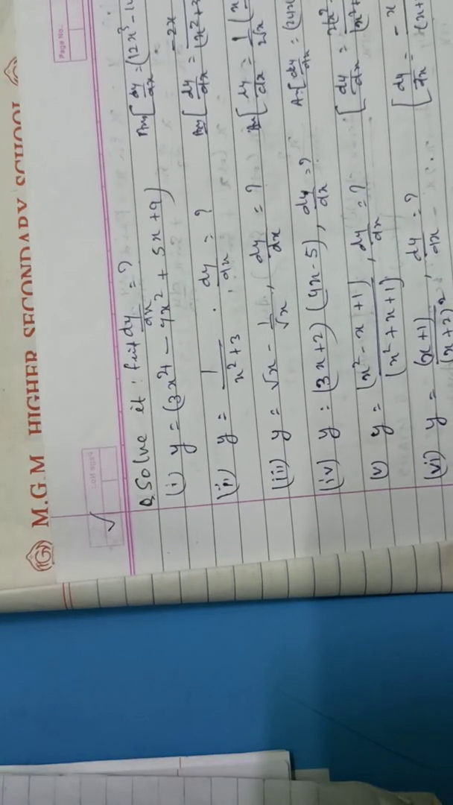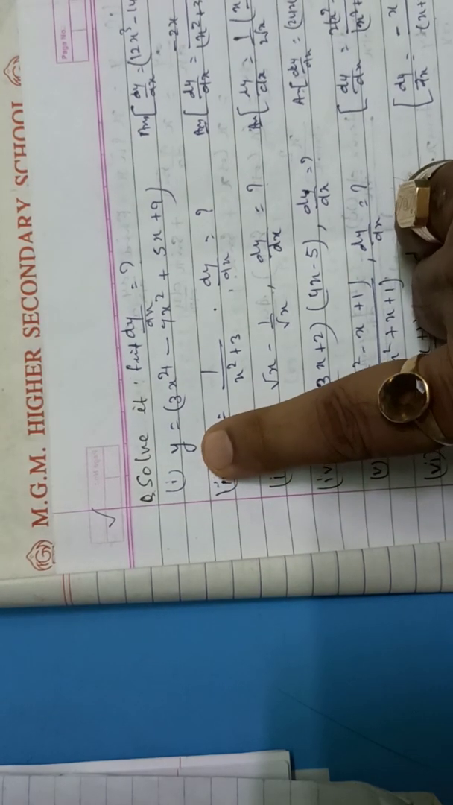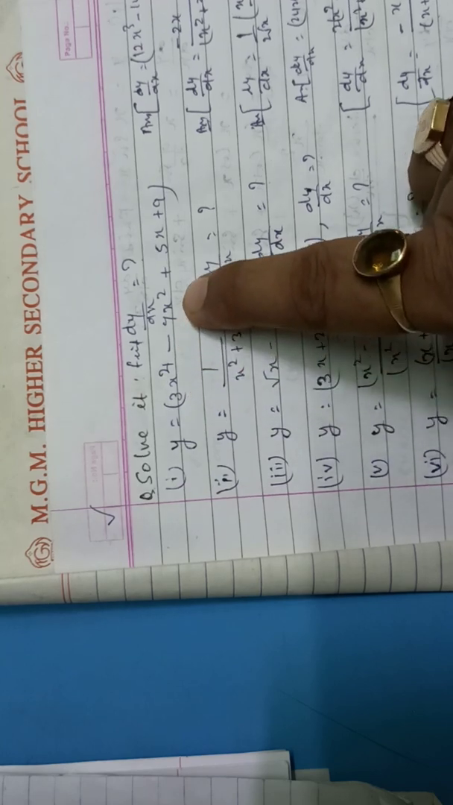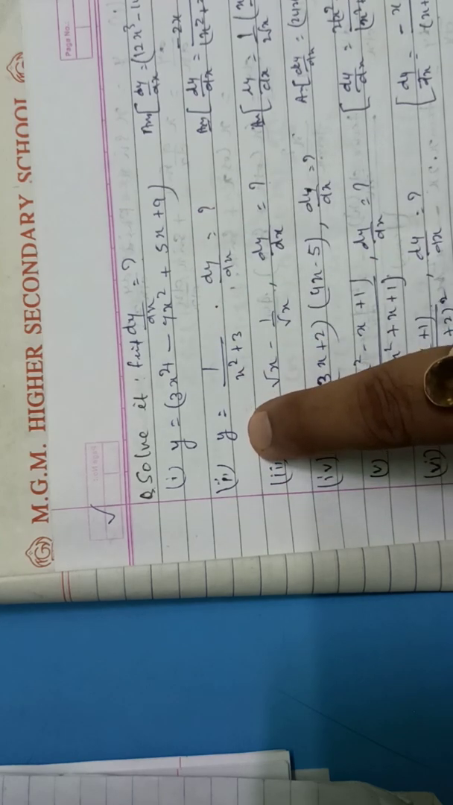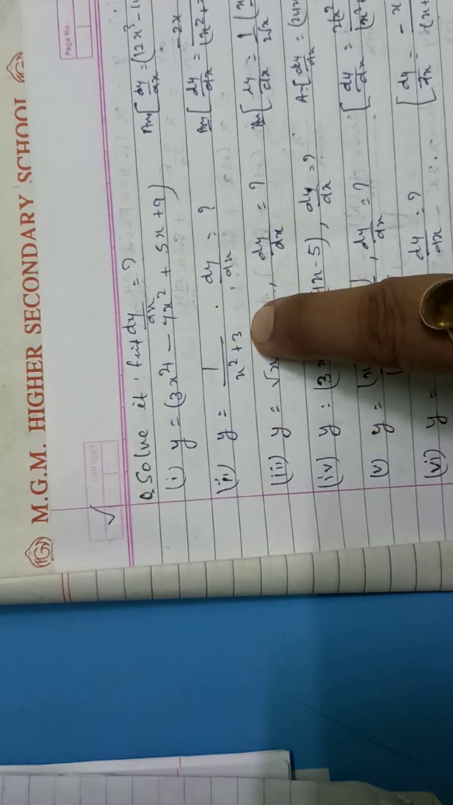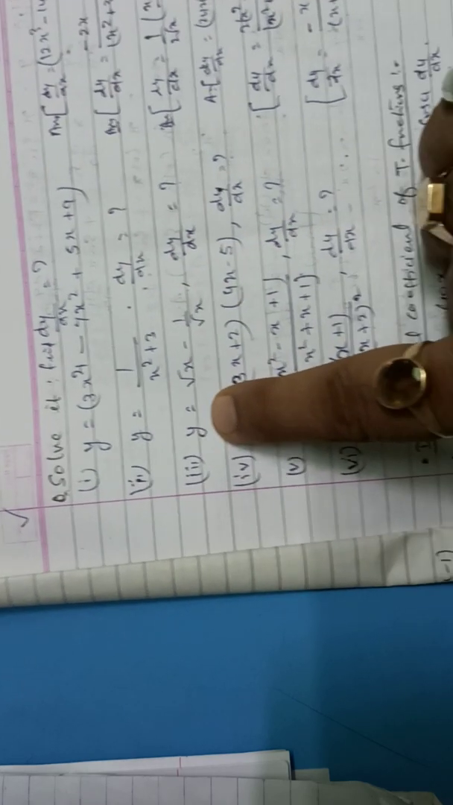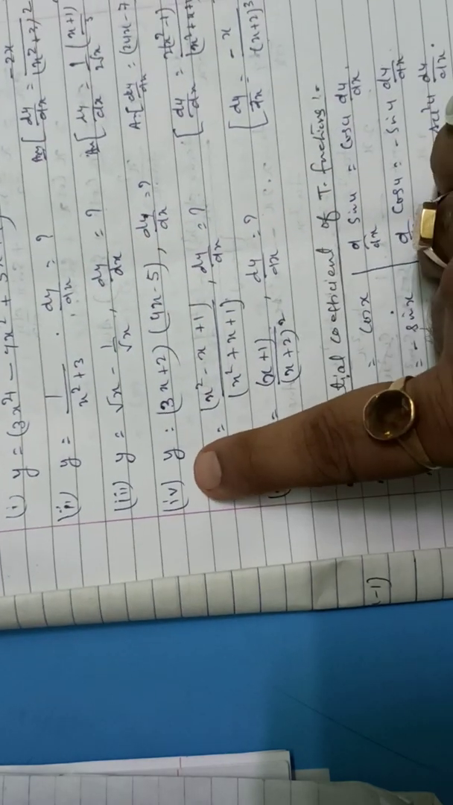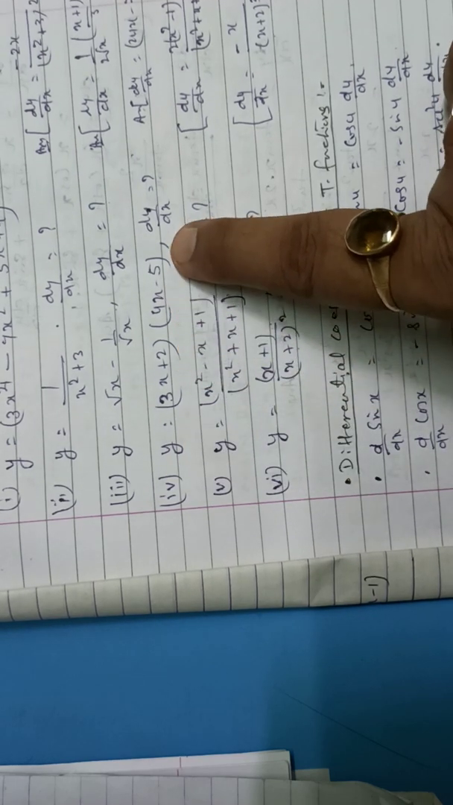Now I give you some work. You practice by yourself. Answers are also provided along with the questions. First of all, solve it. Find dy by dx if y is equal to 3x to the power 4 minus 7x square plus 5x plus 9. Second question, y is equal to 1 by (x square plus 3). Then find dy by dx. Third question, if y is equal to root x minus 1 by root x, find dy by dx. Fourth question, y is equal to (3x plus 2) into (4x minus 5).